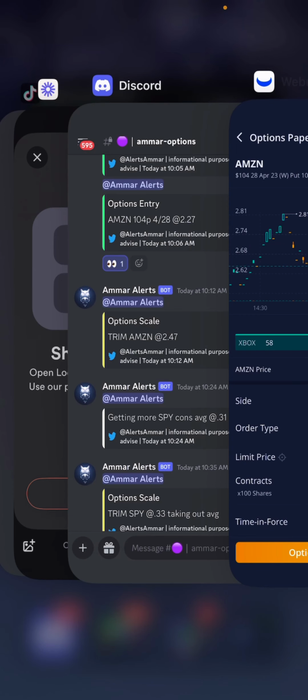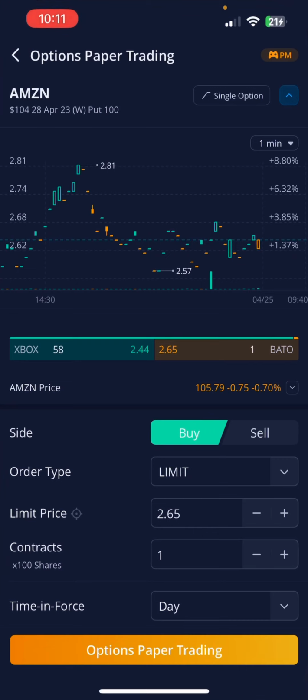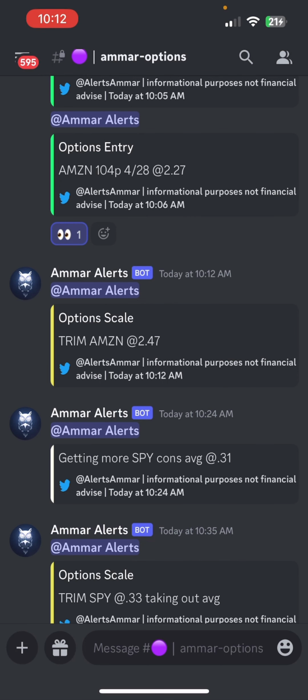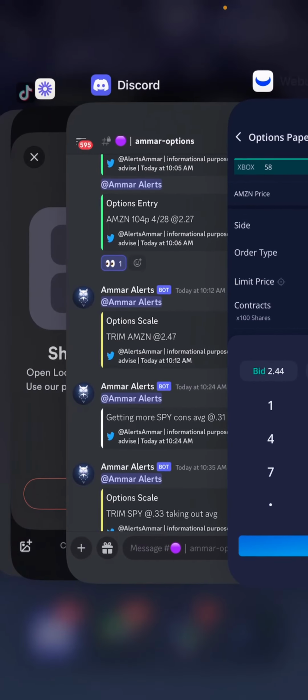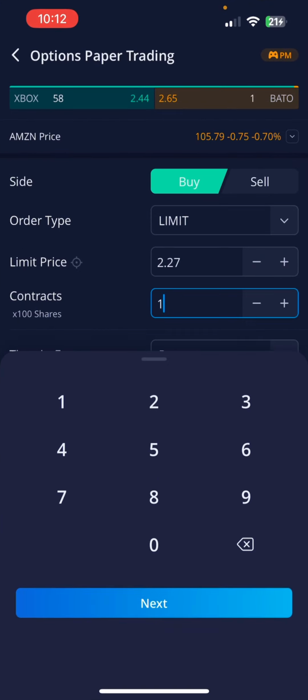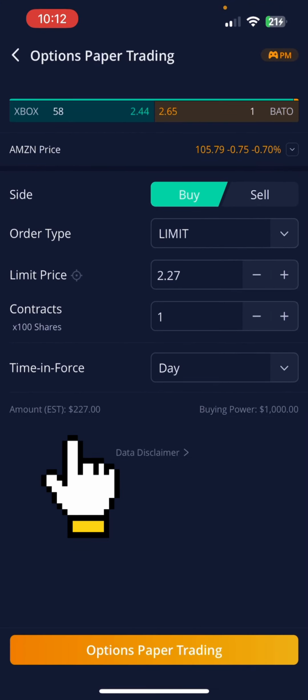But let's just say that the price is at 230, which means you have to spend $230 for one contract, because we're playing with options. So even though it's cents, you times it by 100. Even though the contract price is at 230, we want to get it for 227. So you would do a limit, which it usually automatically is, and you would type in 227. You can see at the bottom left it says amount 227. This is how much it costs for one contract. If you want 5 contracts or 10, obviously it's multiplied by how many you get.